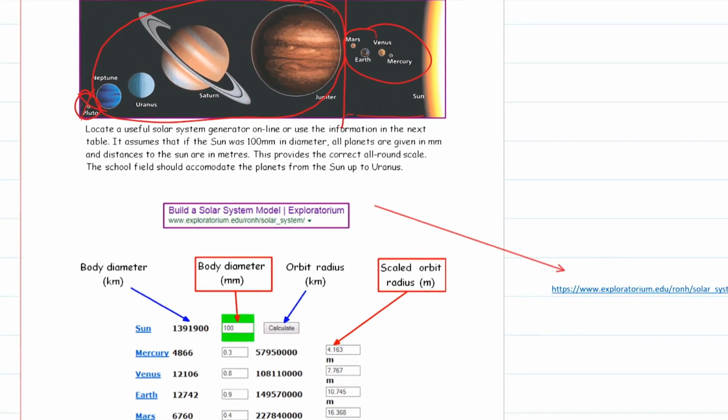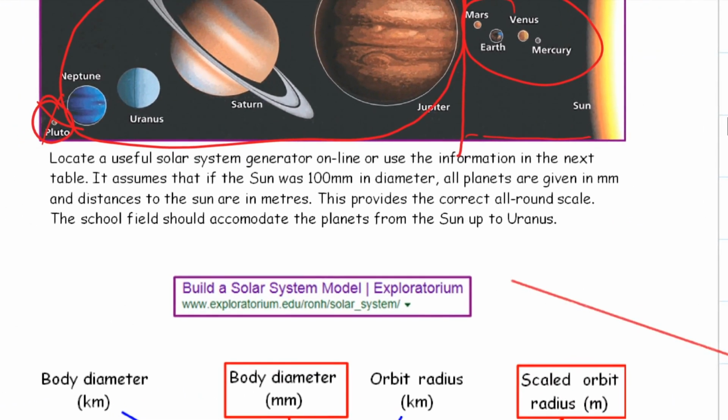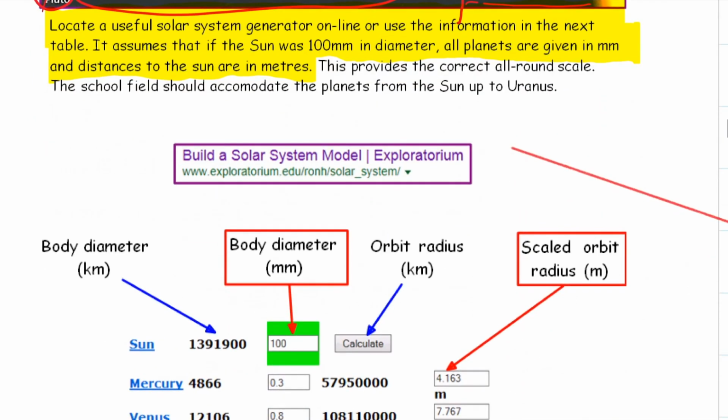Now then, what are we going to do today? Well, first of all, it says locate a useful solar system generator online or use the information in the next table. It assumes that if the Sun was 100 millimeters in diameter, all planets are given in millimeters and distances to the Sun in meters. Let's have a quick look at that.